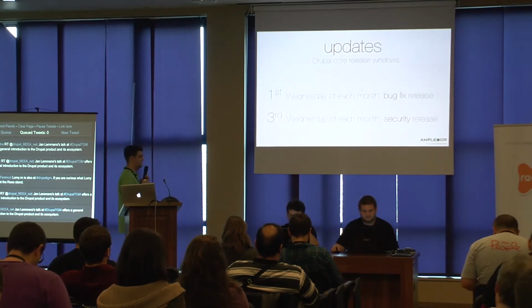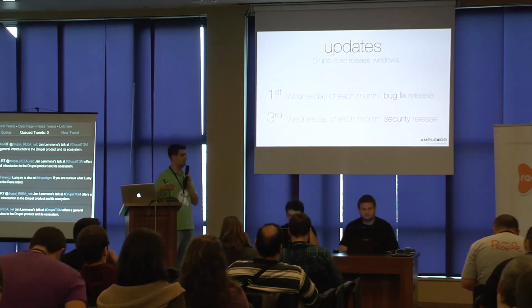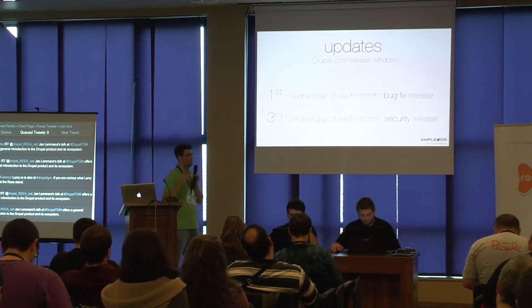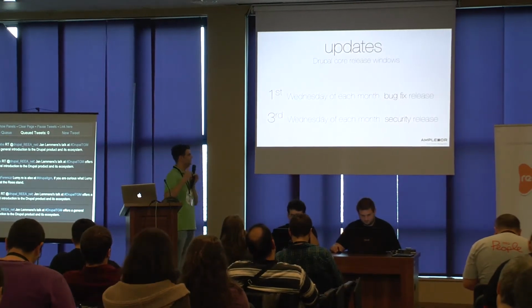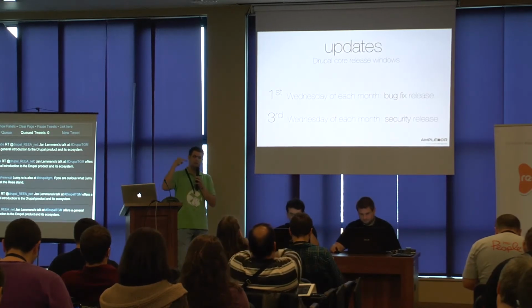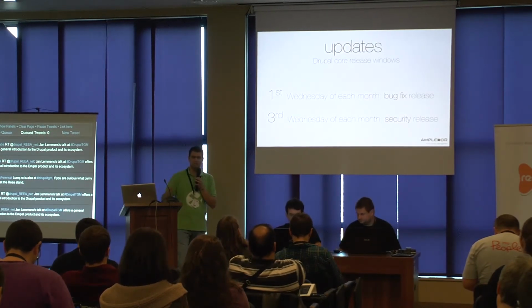So every first Wednesday of each month, there's a bug fix release coming out. It's not actually true. Those are release windows. So every first Wednesday of each month, there can be a bug fix release. Every third Wednesday of each month, there can be a security release. So you can put it in your planning, for example, and have people available to do that.